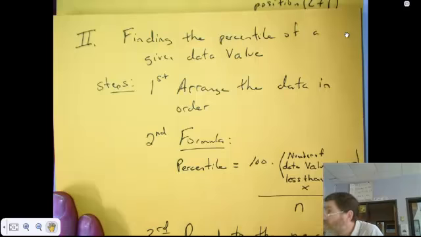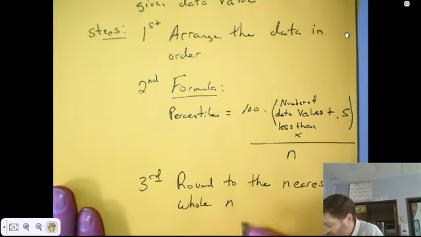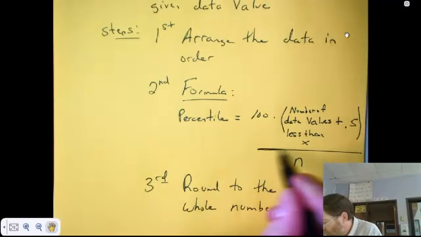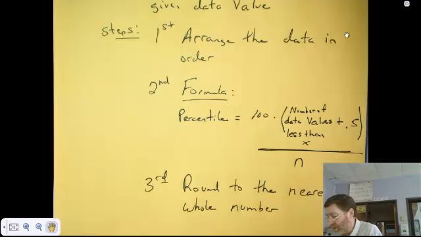Yeah, the whole thing divided by n. Yeah, all that, 100 times all that divided by n. The whole thing's over n.